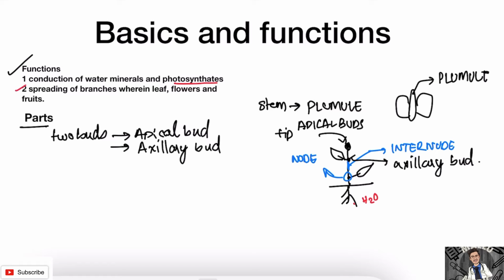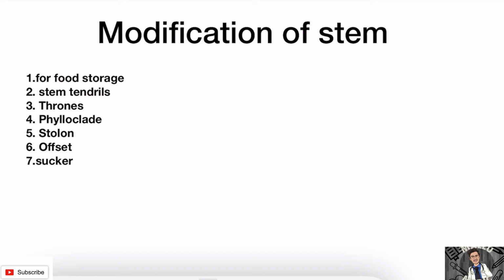Now the second function is spreading of branches, wherein leaves, flowers and fruits arise. The stems give rise to branches, and these branches are developed from the axillary buds, and these branches bear the leaves, flowers and fruits. Now, if any other function is performed by the stem, then we call it a modification. So let us look at the modifications.